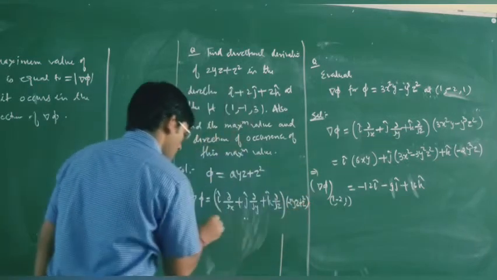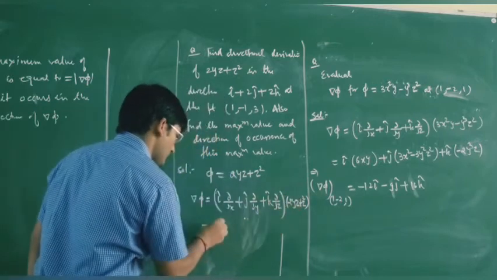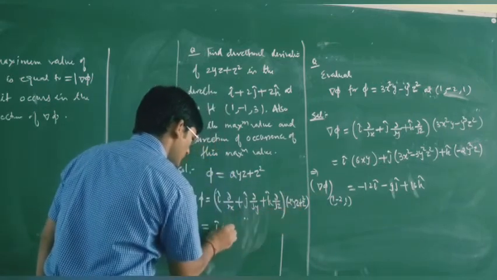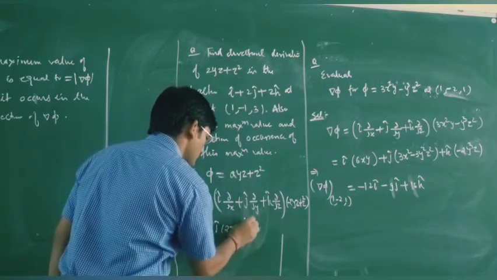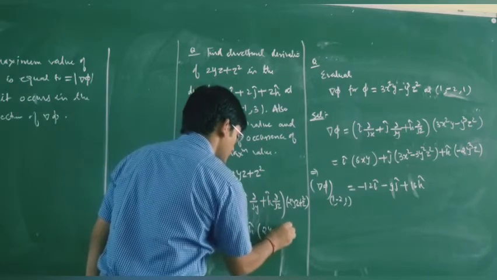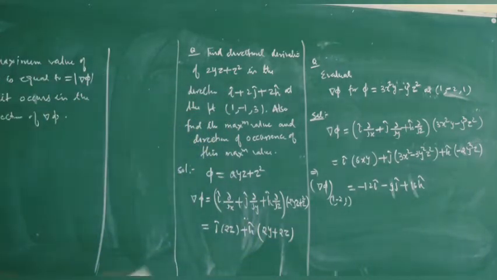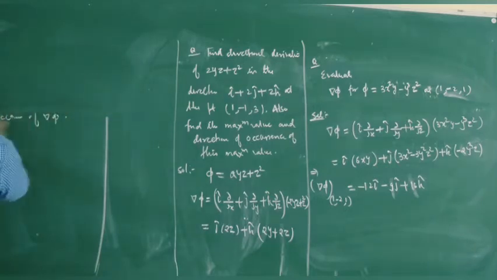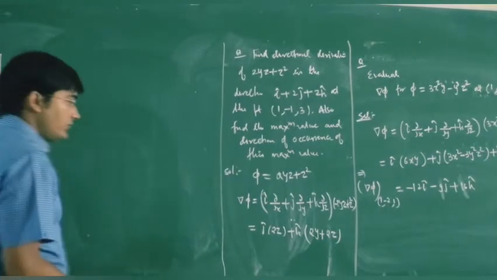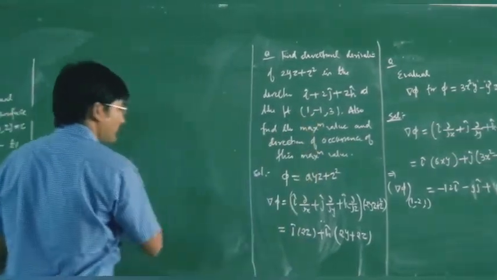z square. Now if you differentiate this bracket with respect to x, then we have 0. Now the differentiation of this bracket with respect to y will give you 2z, and then the differentiation of this bracket with respect to z will be your 2y plus 2z. So this is your grad phi. Okay, so we have the value of grad phi. Now let us evaluate this grad phi at this point 1, minus 1 and 3.